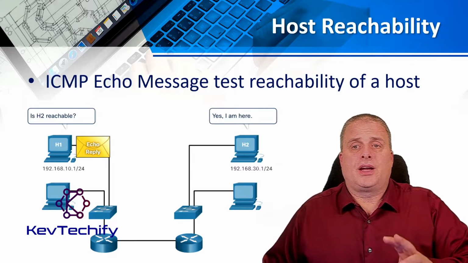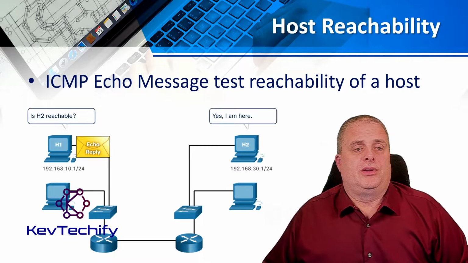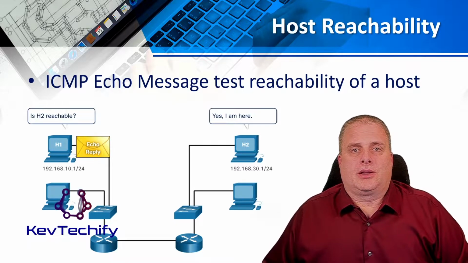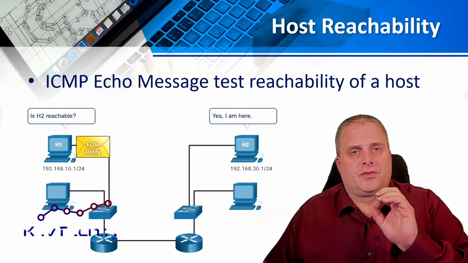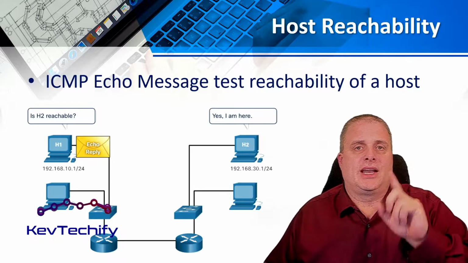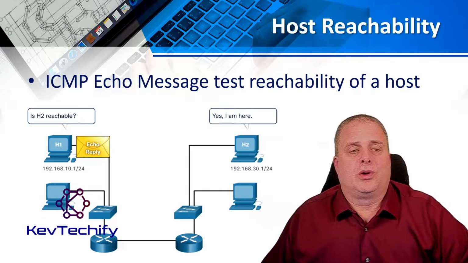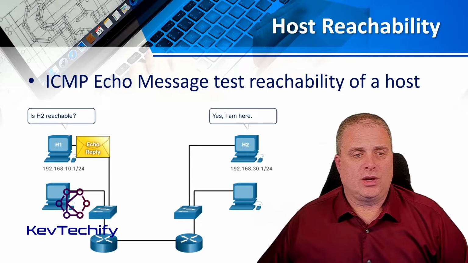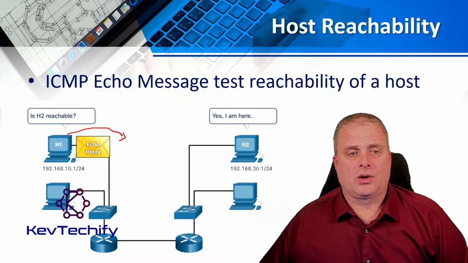ICMP provides host reachability functionality. What that is, it's the ping function. And the ping has two parts to it. One is an echo request, the other is an echo reply. First thing that happens here is H1 sends out an echo request.